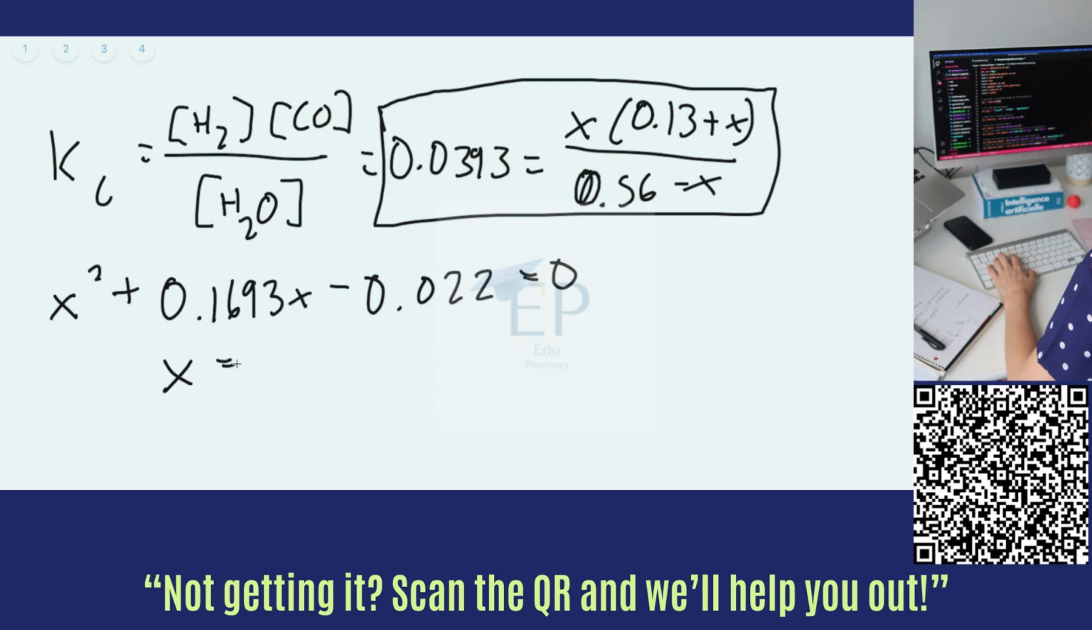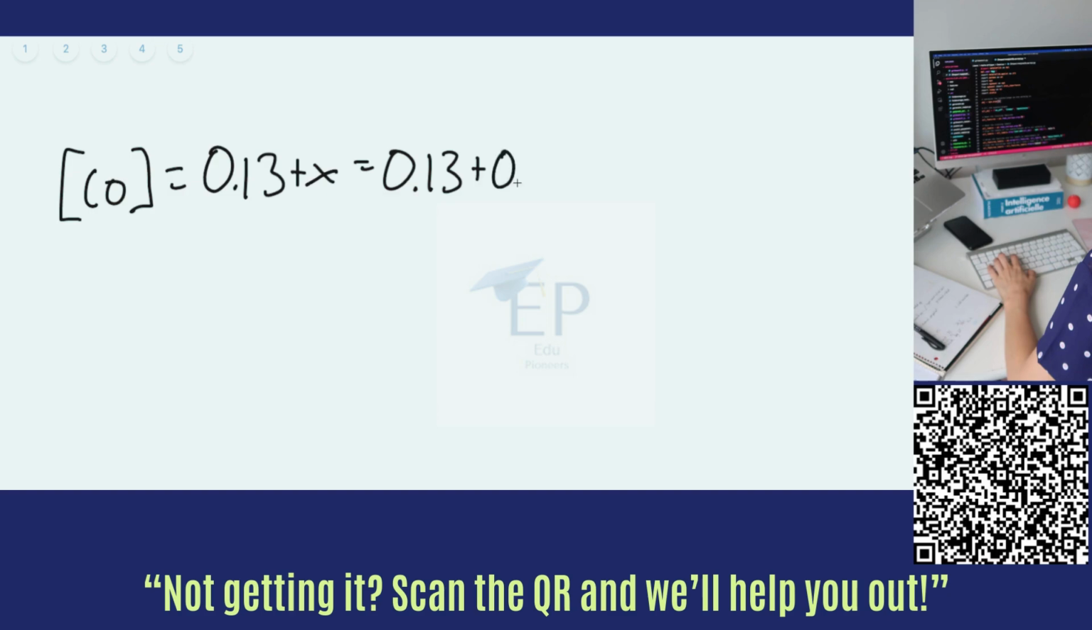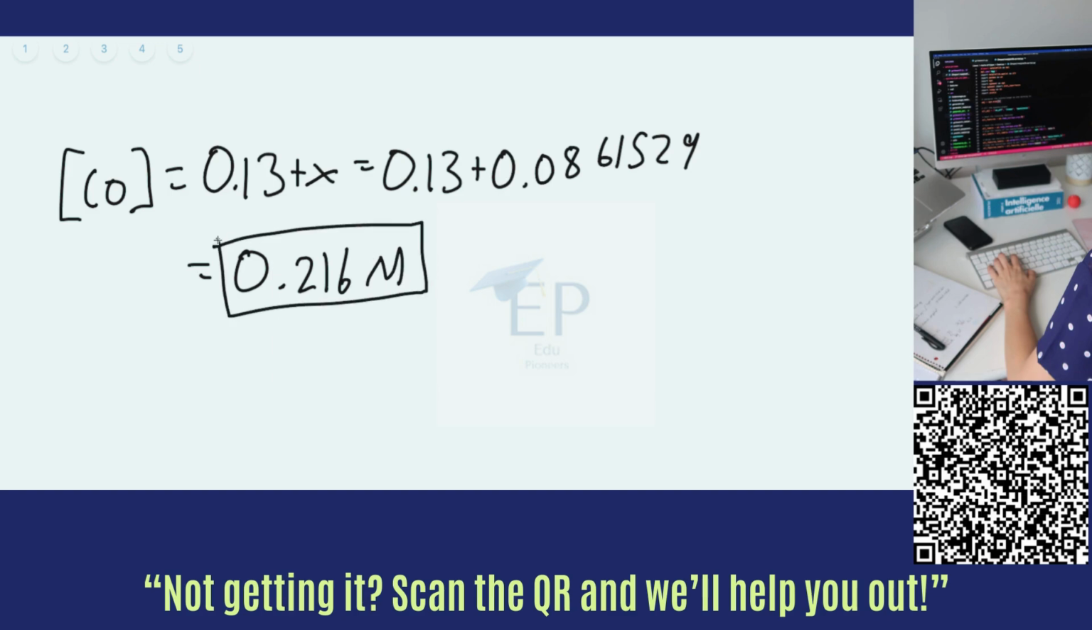And now when we solve for x quadratically, we get a negative value, which does not make sense, so we have to go with our positive value, 0.0861529. And I'm keeping all of these sig figs just so I can cut off sig figs at the end. And so now that we have that, we can just find our concentration of CO, which we found our new equilibrium to be 0.13 plus x. Therefore, it's 0.13 plus our 0.0861529. And that gives us a new CO concentration of 0.216 molar. And so that is our final answer.